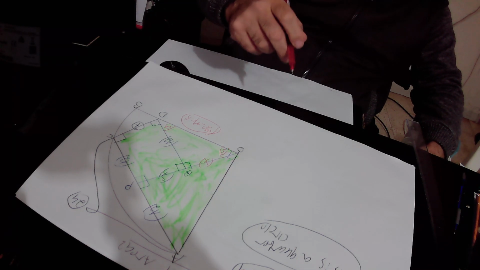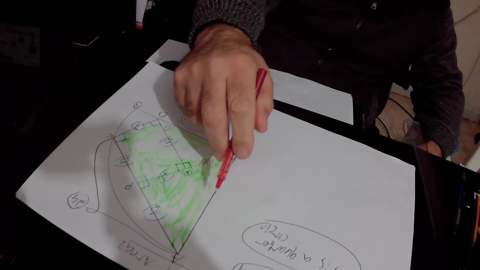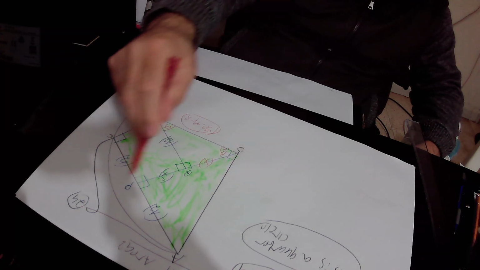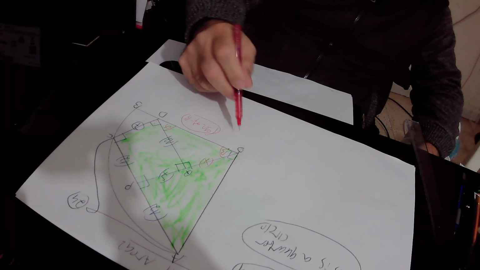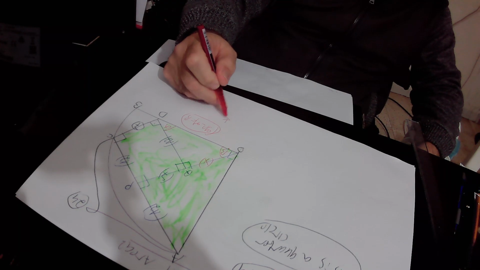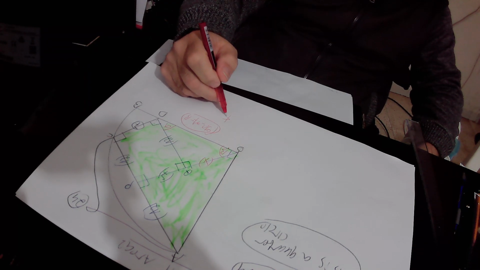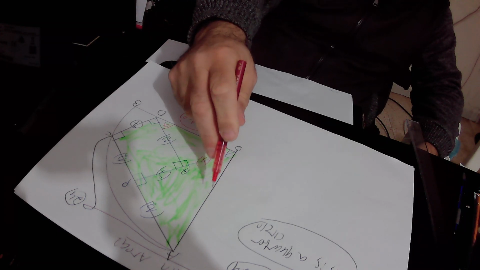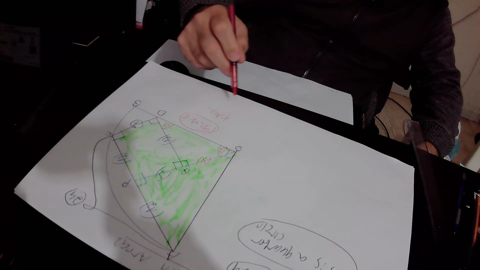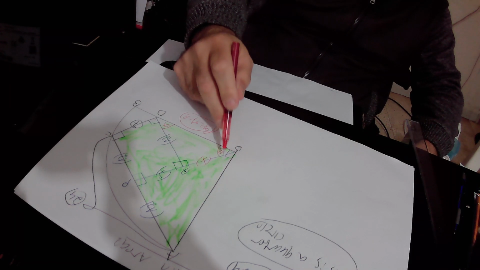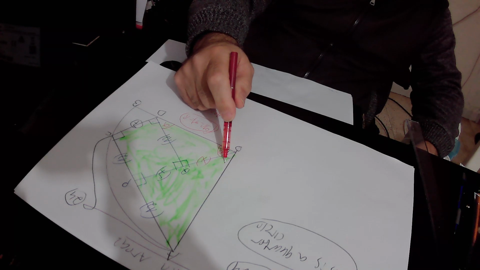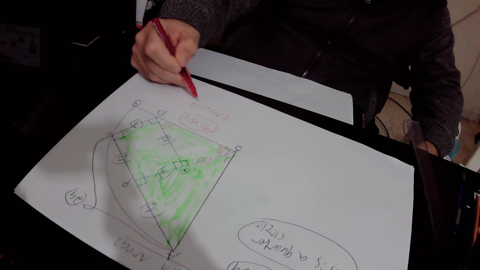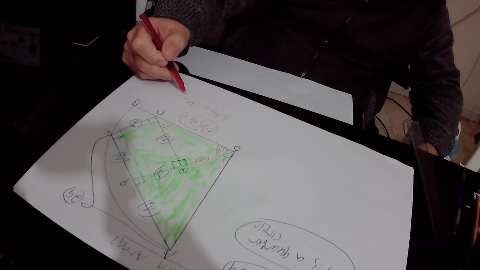What is the size of this angle AOP? Angle AOP equals 90 degrees minus beta. Again, 90 degrees minus beta must be equal to the missing angle AOP. Angle AOP equals 90 degrees minus beta.